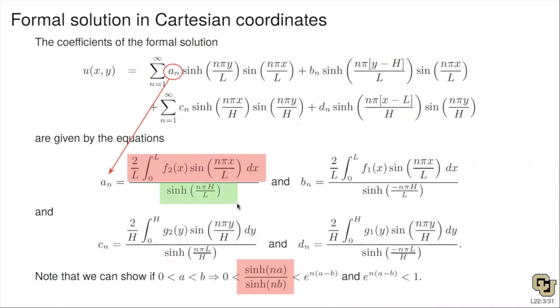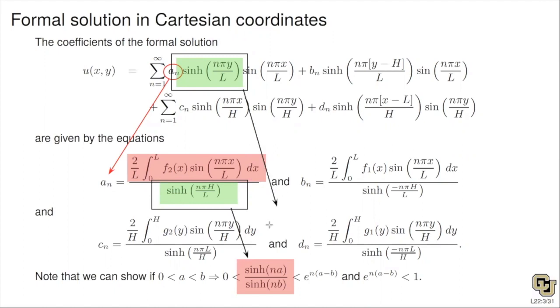And in the actual formal solution, I have a sinh n pi y over L. So right here, actually, let me use a darker color. If we take this term divided by this term, remember the a sub n is right next to it, so that term is in this a sub n term, then I get a quotient of these sinh that we're talking about.